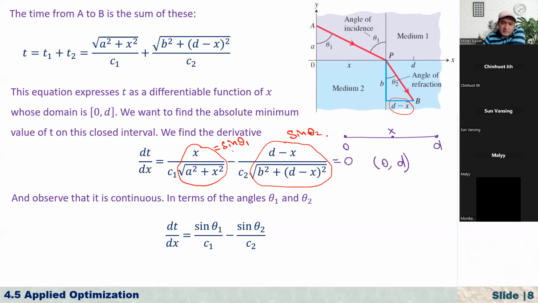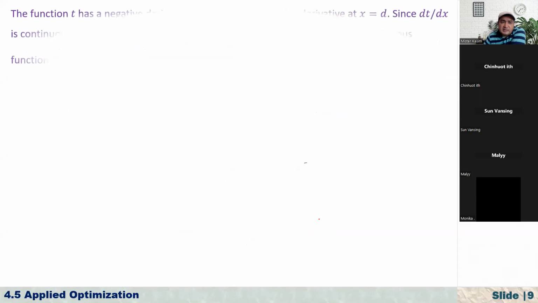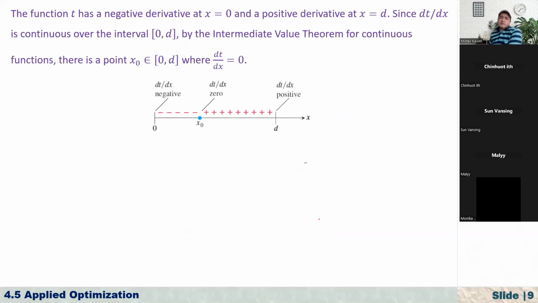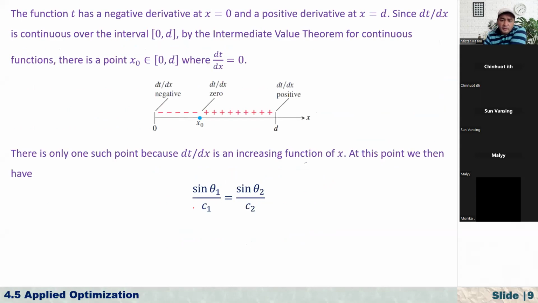So now if I replace them by the sine function, instead of this x we are dealing with theta 1 and theta 2. So here we have sine of theta 1 over c1 minus sine of theta 2 over c2. This must be equal to 0 to find the critical point, which implies that sine of theta 1 over c1 must be equal to sine of theta 2 over c2 for the time to be minimum.